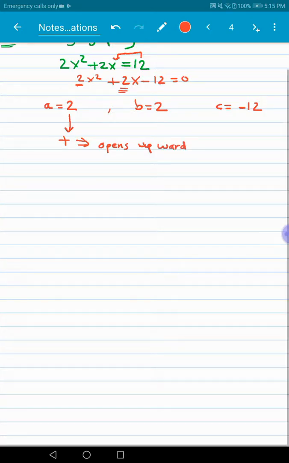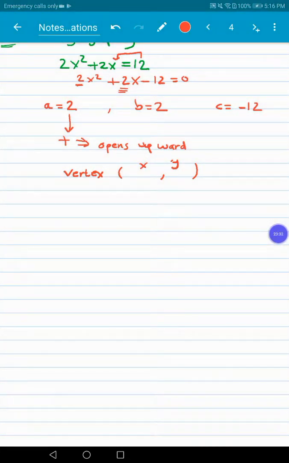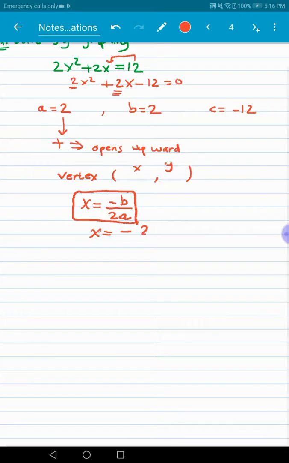First, we need to find the vertex. The vertex, as we said, has an x coordinate and a y coordinate. The x coordinate is always found by x equals minus b over 2a. This is a formula that you should know, you should memorize. So x equals minus b, the b is 2, over 2a, which is also 2. Simplify it, it becomes minus 1/2.